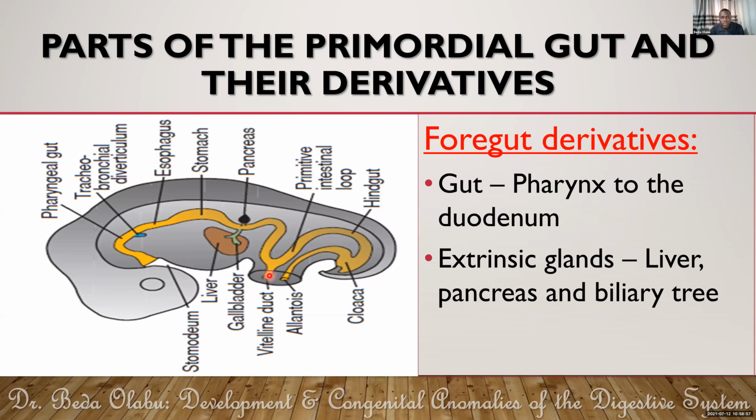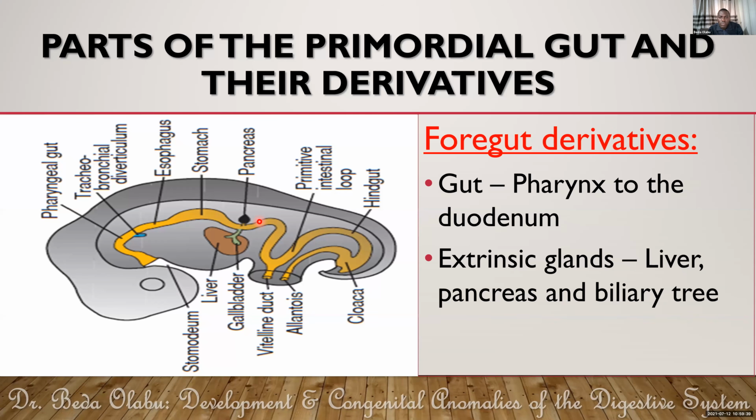So in this image we see, perhaps this is the region that will give us the pharynx, then perhaps esophagus, stomach, then proximal part of the duodenum somewhere there, up to somewhere there, that's where the foregut ends. And that point corresponds with somewhere within the second part of the duodenum, what we call last time D2. So in addition to the hollow GIT, the foregut also gives rise to extrinsic glands of the digestive system, liver, pancreas, and the biliary tree.